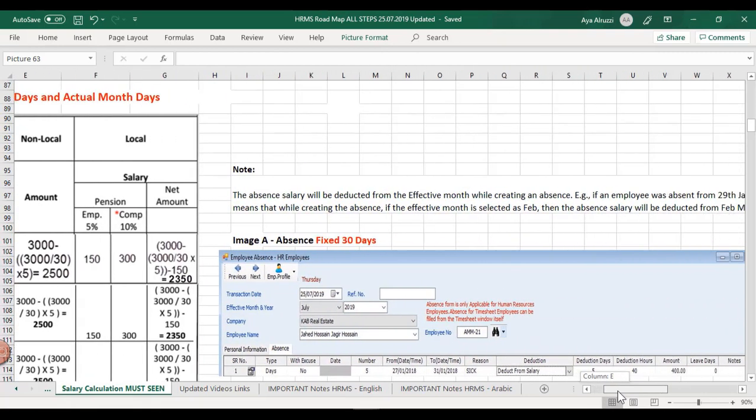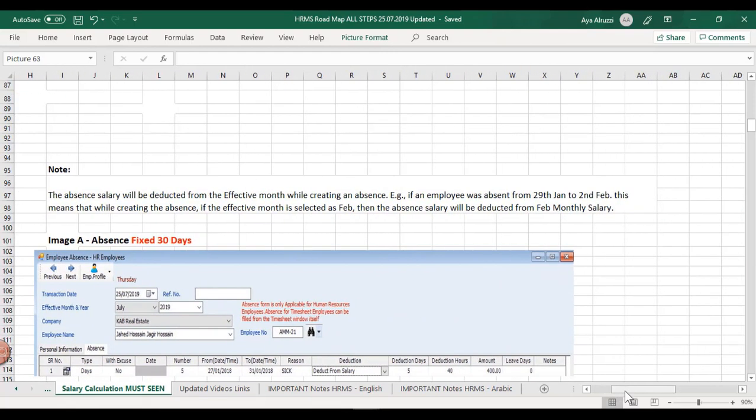So this is the note which we have here. It's a very, very important note. It says that the absence salary will be deducted from the effective month. Where is the effective month? It's right here. This is the effective month and year while creating an absence. So in the absence form itself, when creating an absence, you will select the effective month, which will read the policy of that effective month.